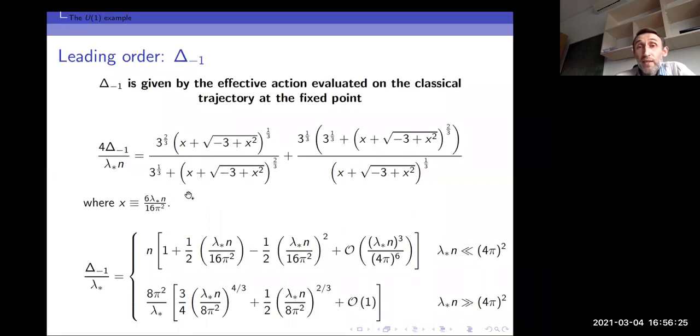Important to notice is that this is a function of only the 't-Hooft coupling, lambda n, as you see, as it should be, as we motivated by the general considerations before. Also, I put lambda star here, as you see, to remind you that we are really working at the fixed point, at the Wilson-Fisher infrared fixed point.